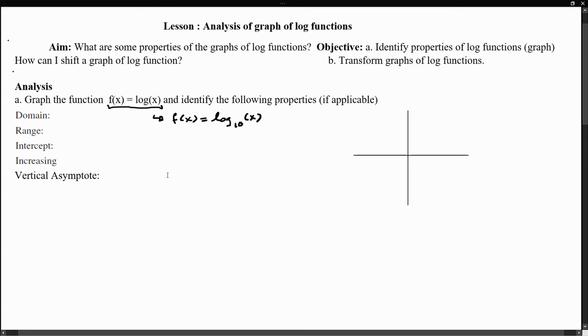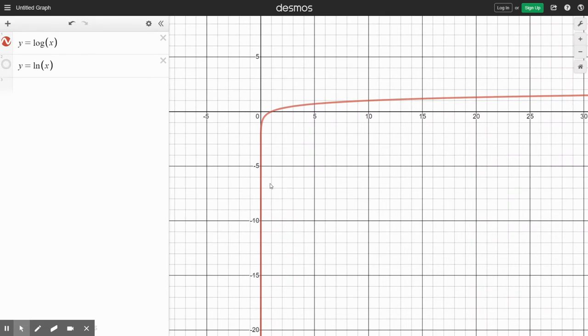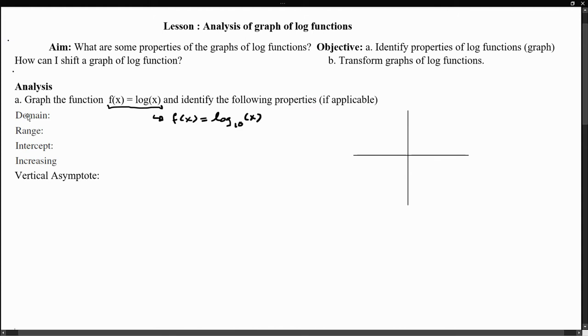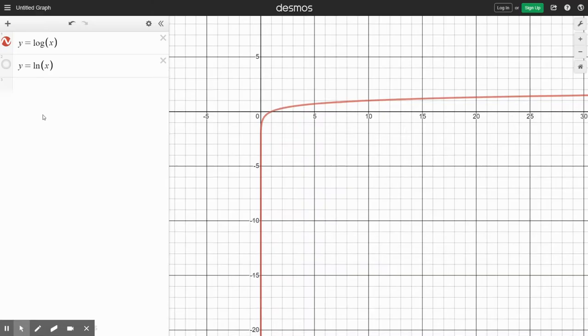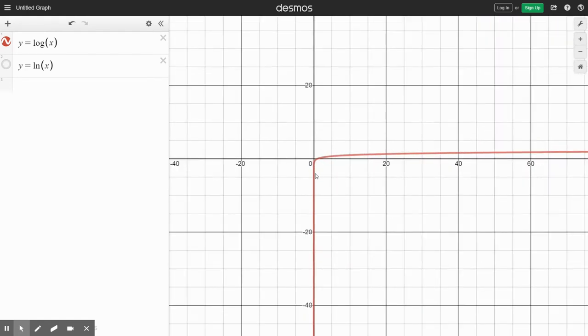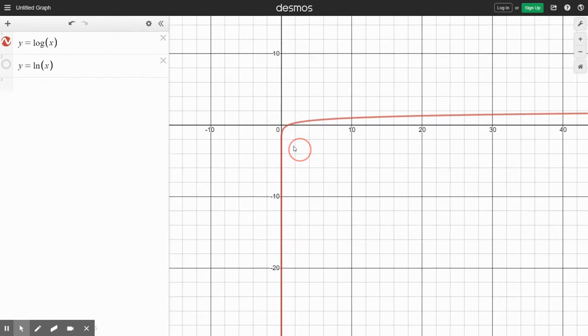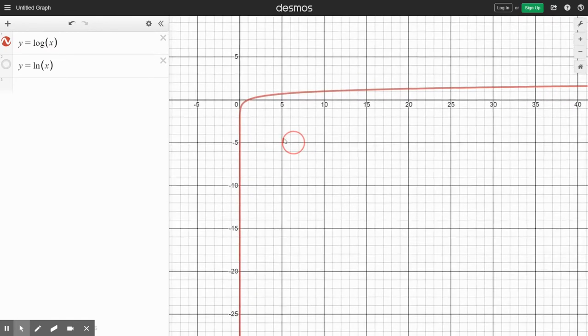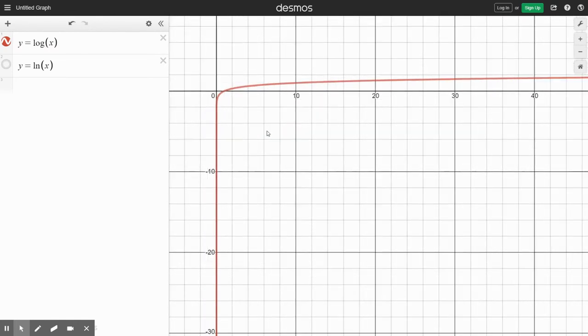So if we graph log of x, we have the following graph here. Now, the first thing that we want to identify is the domain of this function. Therefore, we just want to take a look at the x values that this function takes. Notice that there is no negative x value that this function is using, because even if we zoom out here, it never crosses the y-axis. So we know that it's only going to be using positive values, or x values greater than 0.